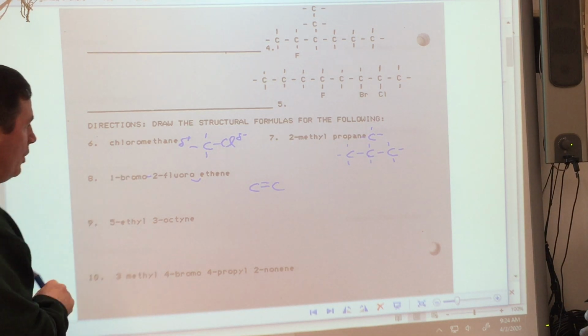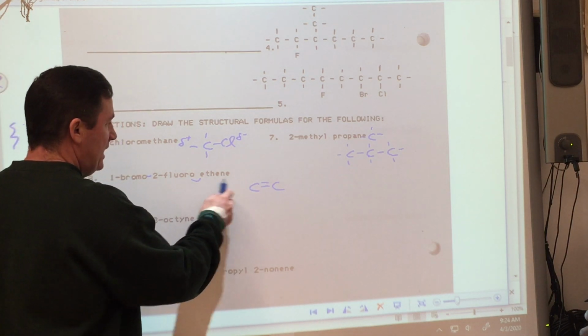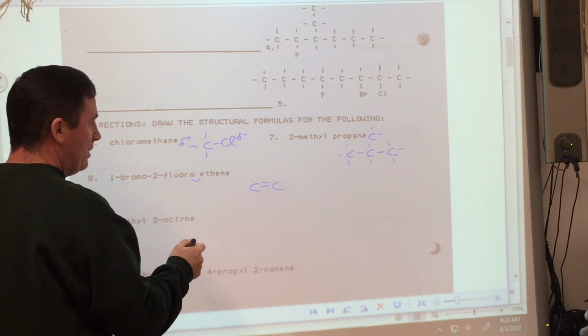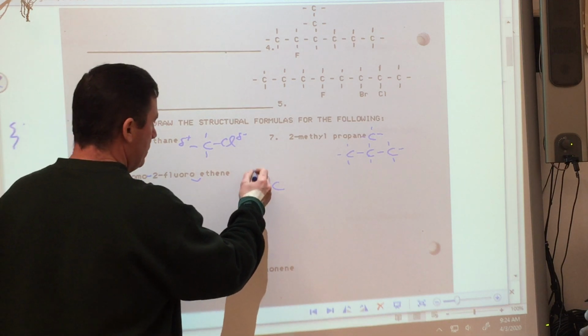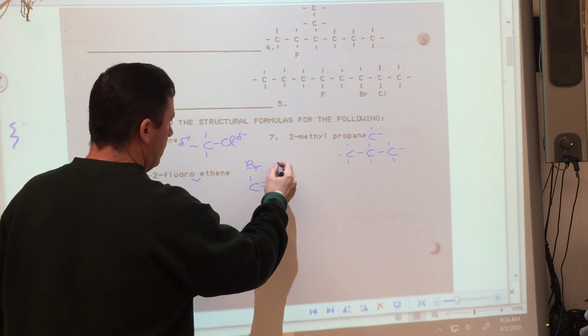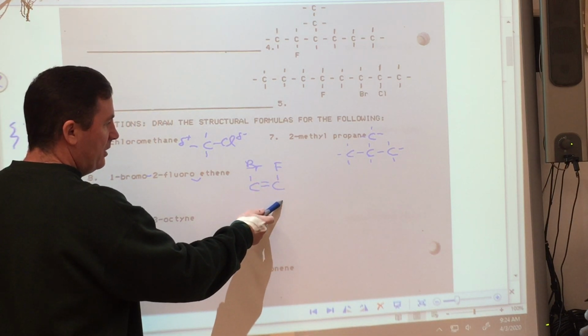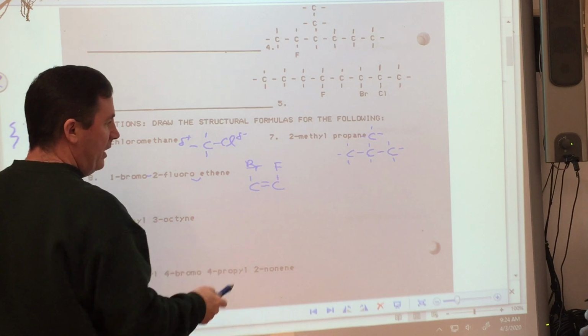Here we are, 1-bromo, 2-fluoroethene. Ethene, 2 carbons. Ene means there's a double bond between them. 1-bromo and 2-fluoro. Now, as far as we know, you can put the fluorine down here or up there.